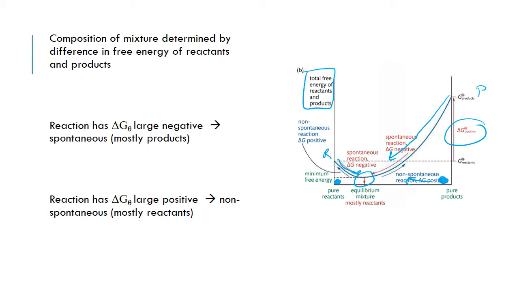So pull those notes back out, look at this graph, and try to understand what it looks like if this was positive 30 kilojoules per mole, or negative 30 kilojoules per mole, as you're moving towards equilibrium, and how that helps determine where equilibrium is at.